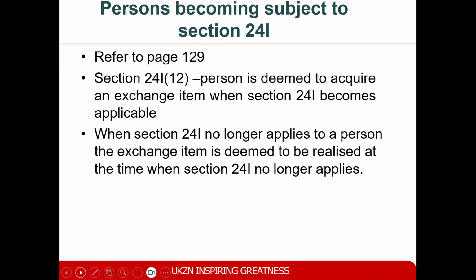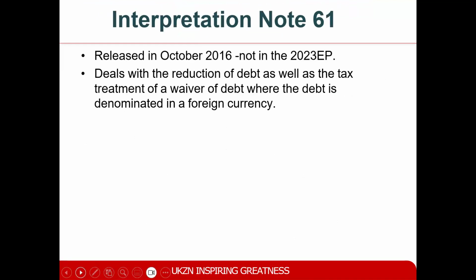Now we deal with 24I(12). It says that a person is deemed to acquire an exchange item when section 24I becomes applicable. So when this section applies, you are deemed to acquire an item. Then when this section no longer applies, you are deemed to have realized an item.